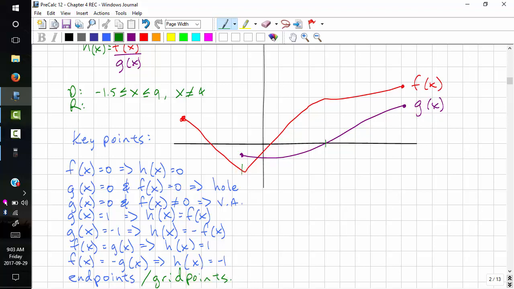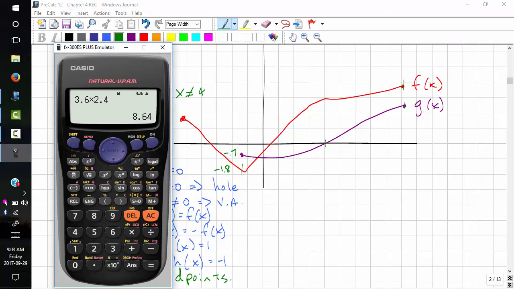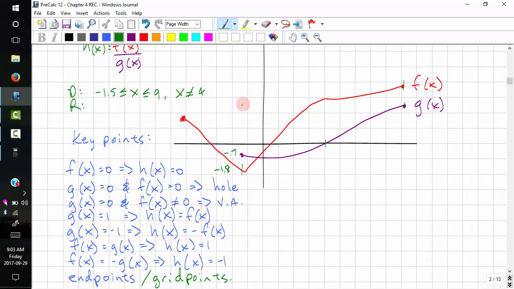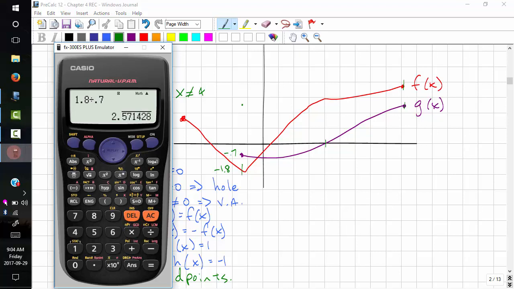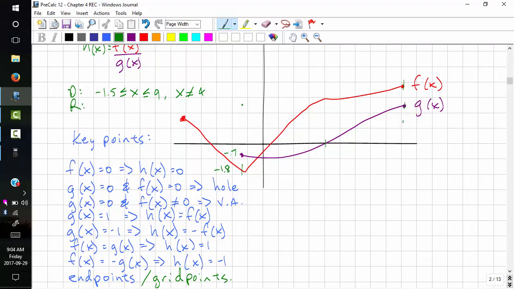Let's start at the endpoints. -1.8 divided by -0.7. I know it's going to be positive, so I'm going to leave the signs out. And we have 2.6. And 3.6 divided by 2.4. And we get 1.5.